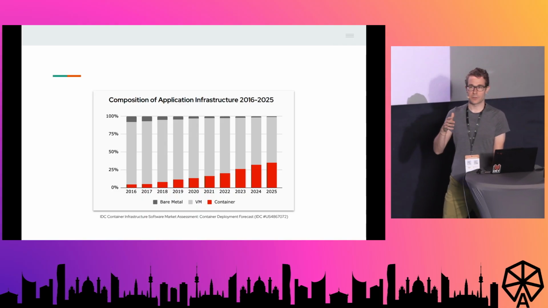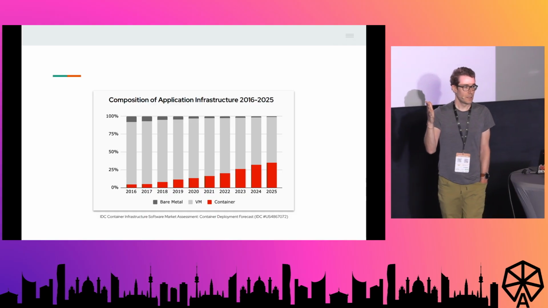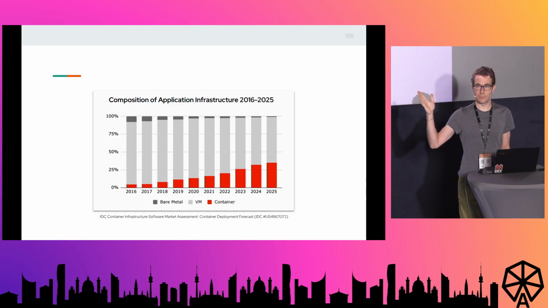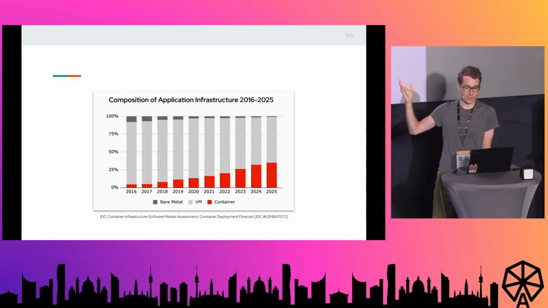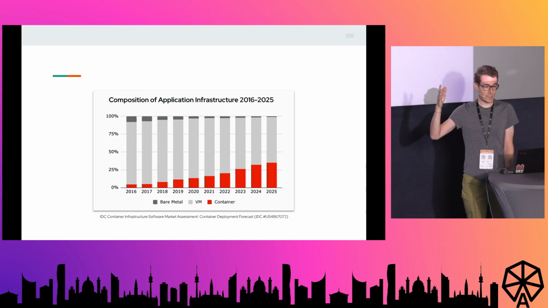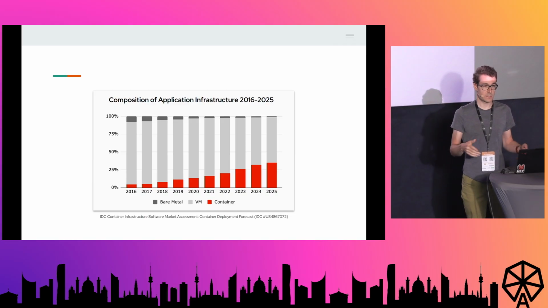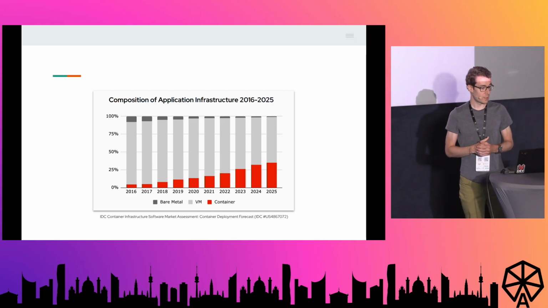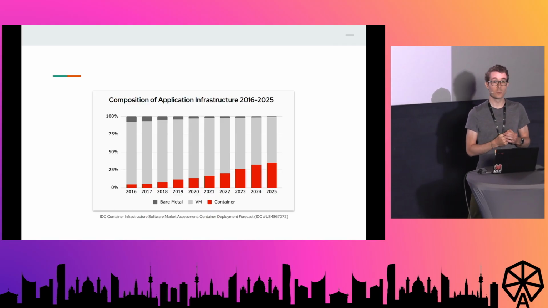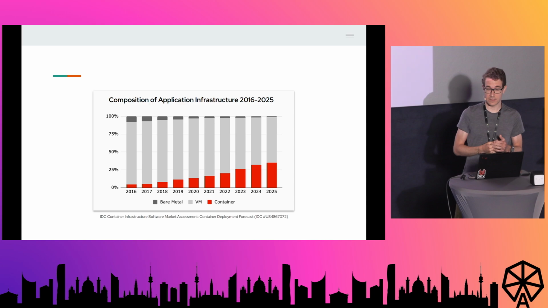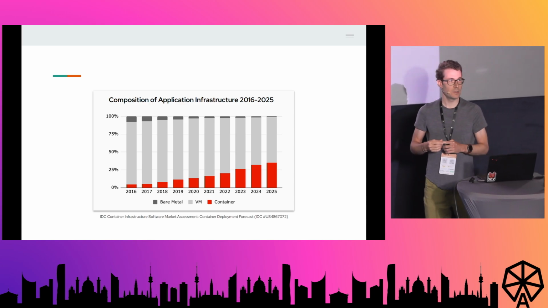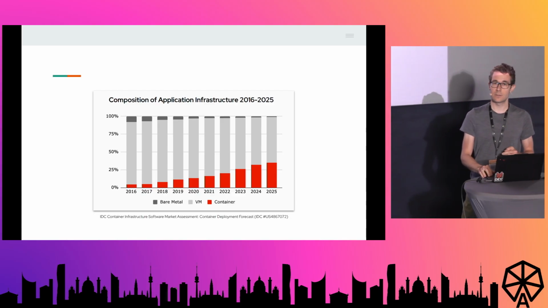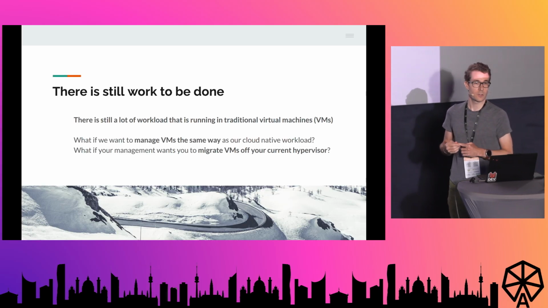So I guess in many of the companies that you work at, the percentage of workload that has been containerized is maybe a bit higher. But for most of the companies that are here, we can see there's still a lot of VMs around. So still a lot of traditional workload. Especially in large companies, it's not unheard of that most of the workload is actually still running in VMs. So for us as cloud native people, this is great. There is still lots of work to be done for us.